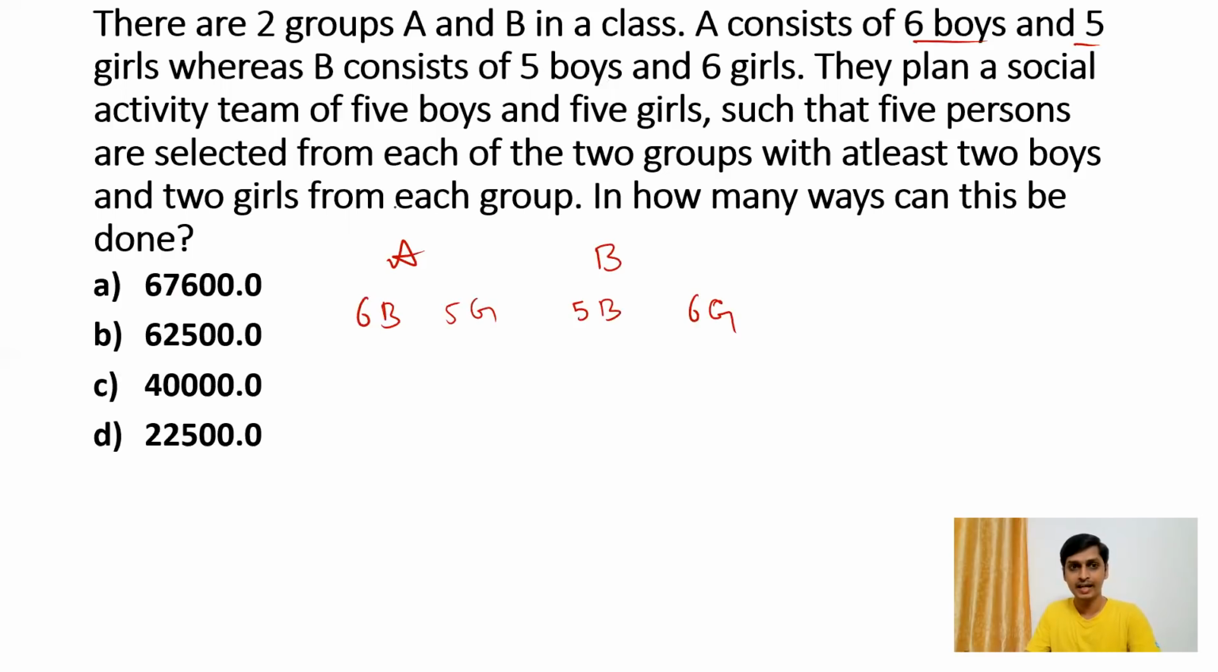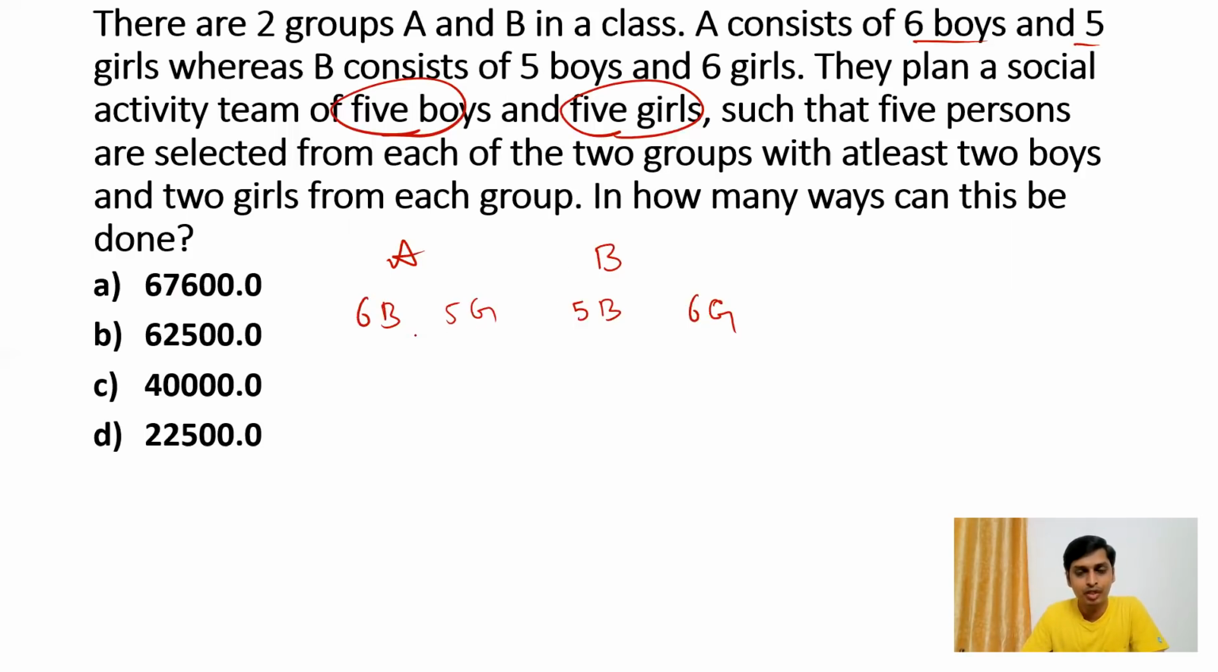They plan a social activity team of 5 boys and 5 girls. So you have to frame a team of 5 boys and 5 girls such that 5 persons are selected from each of the two groups with at least 2 boys and 2 girls from each group. So you have to select 5 people from each group. So among the 5 people, there should be at least 2 boys and 2 girls from each group, right? So I will show you how to solve.